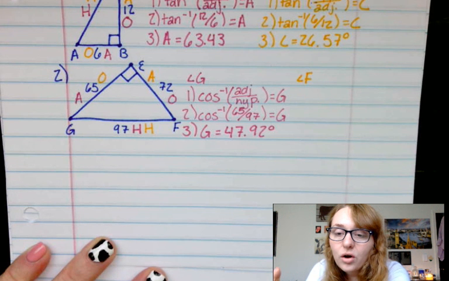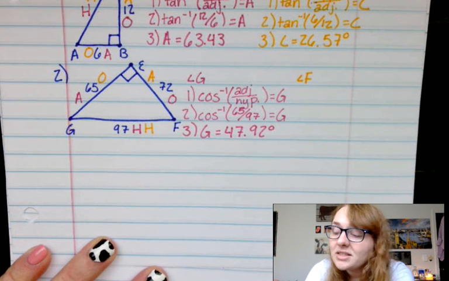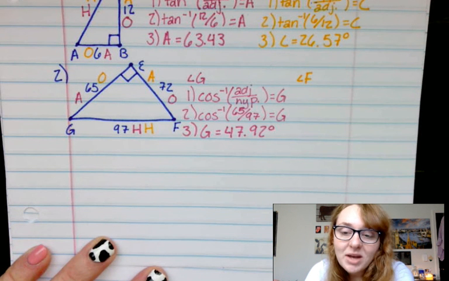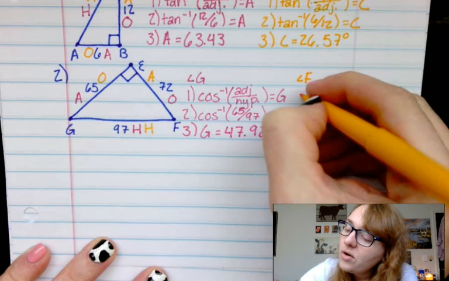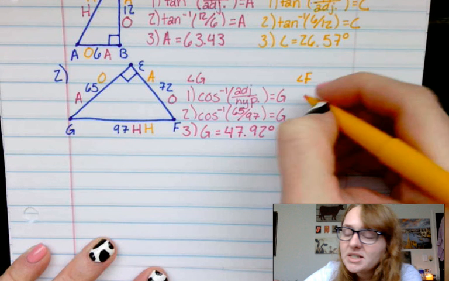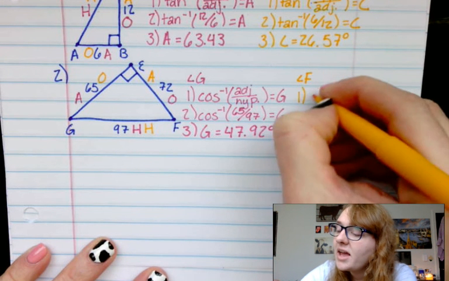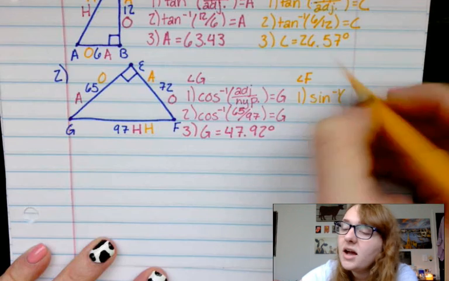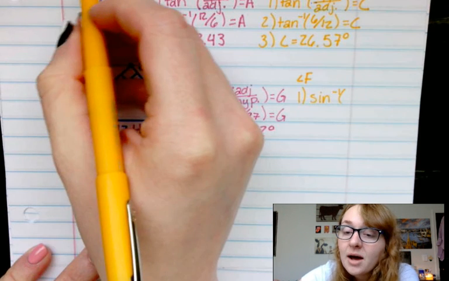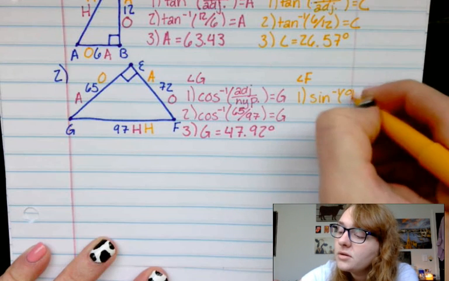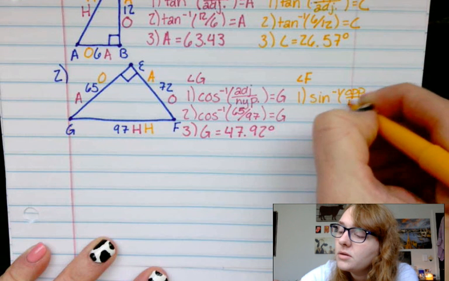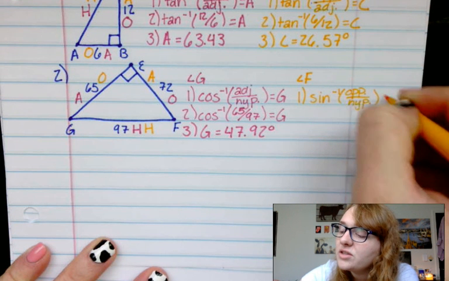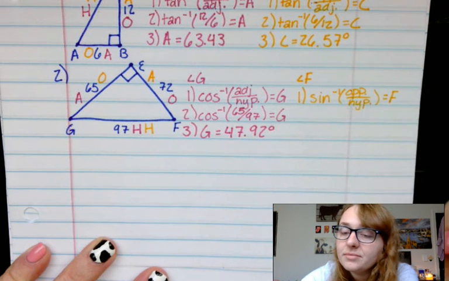Again, since we are given all three sides, our opposite, adjacent, and hypotenuse, we could choose any trig function to solve these. It does not matter which one you choose, you will get the same answer. So I'm going to do sine, because we haven't done sine yet. So we have the inverse of sine, and then sine's ratio is opposite over hypotenuse. And that's going to give us angle F.